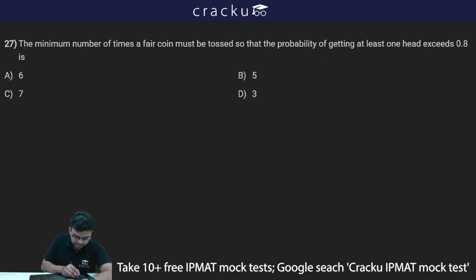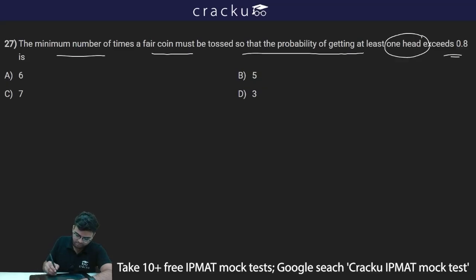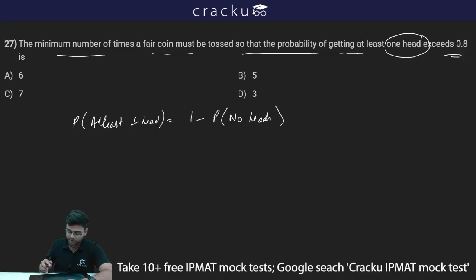The next question says the minimum number of times a fair coin must be tossed so that the probability of getting at least one head exceeds 0.8. So probability of at least one head should be 1 minus probability of 0 heads or no heads. So what is the probability of no heads?